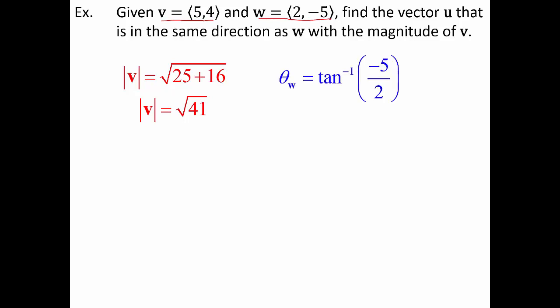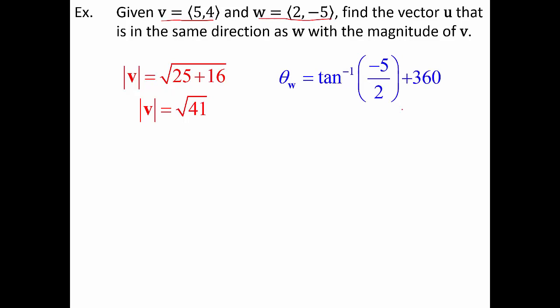Next, we'll find the direction of W. Notice the way I've notated this. It's the direction angle theta with a subscript of W, indicating that this is the direction of W. W was the vector 2, -5, so I'll set up my inverse tangent of -5 over 2. Then I need to make an adjustment based on the quadrant. 2, -5 is in the 4th quadrant, so I'll add 360.